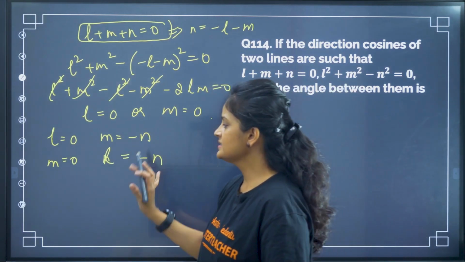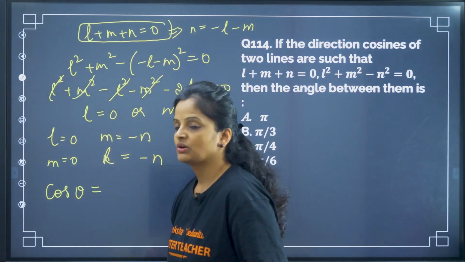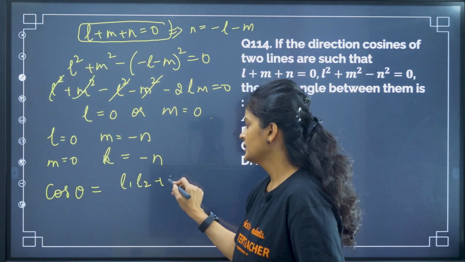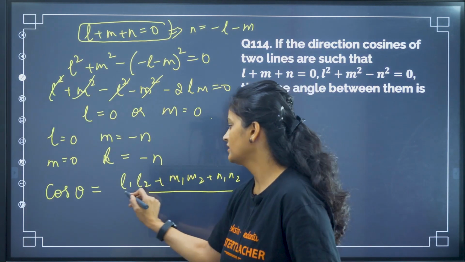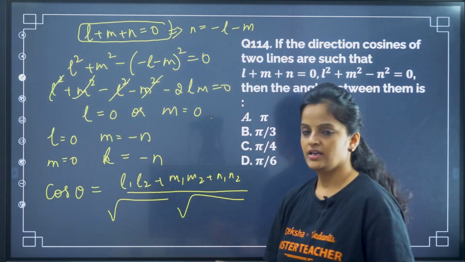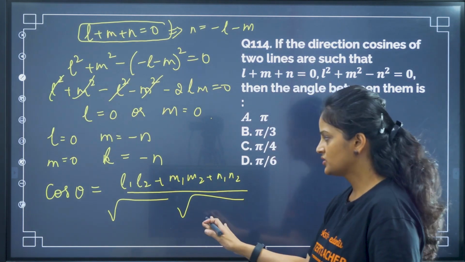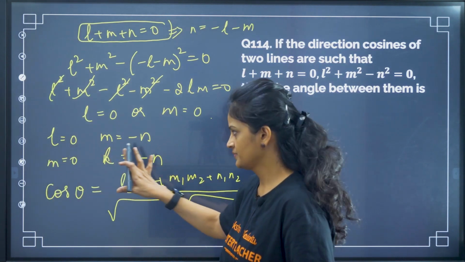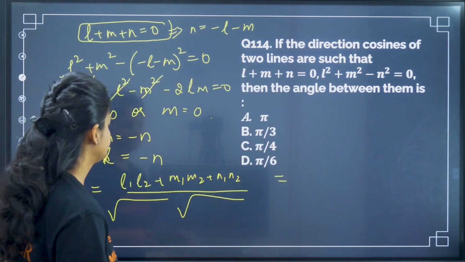In this condition, what will be cos theta? Because as we know, it is L1 L2 plus M1 M2 plus N1 N2, divided by the root of L1 square, M1 square, N1 square, divided by the root of L2 square, M2 square and N2 square. So if I am taking it like that, what will I get?